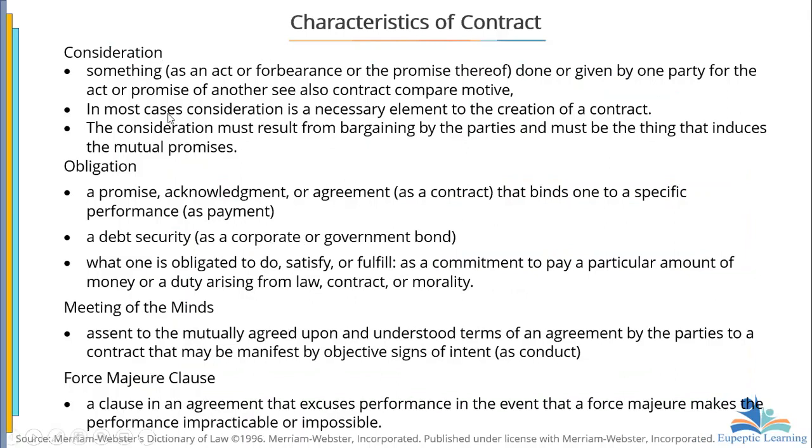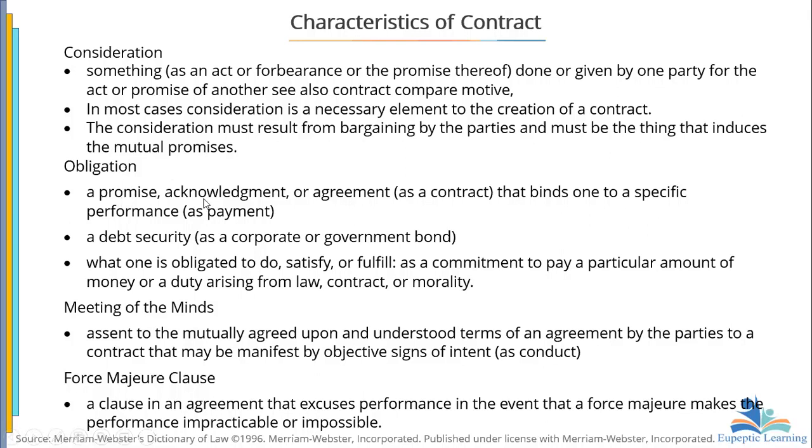We talked about certain characteristics, and I would like us to look at them in detail here. Consideration is an act of forbearance or the promise thereof, done or given by one party for the act or promise of another. You can also look at these terms, contract, and compare or motive. Now, in most cases, consideration is a necessary element to the creation of a contract. The consideration must result from bargaining by the parties and must be the thing that induces the mutual promises.